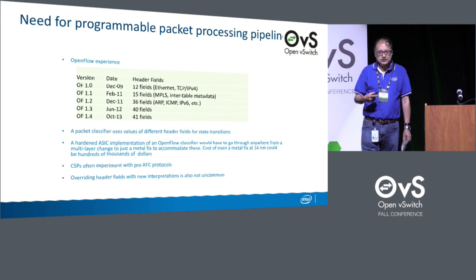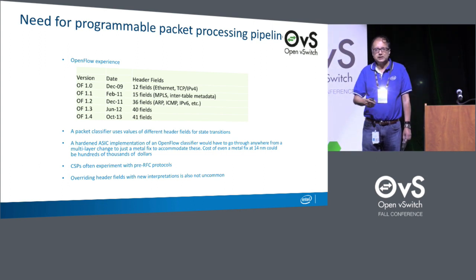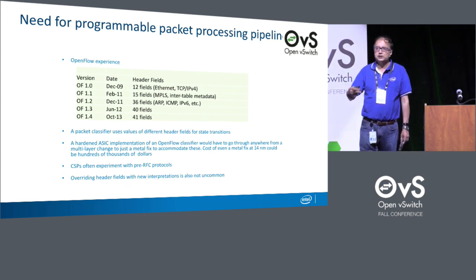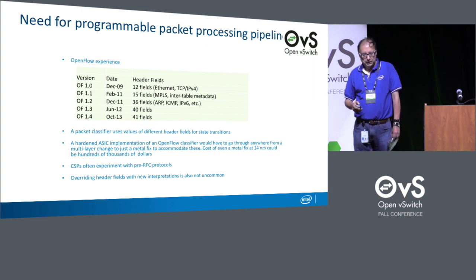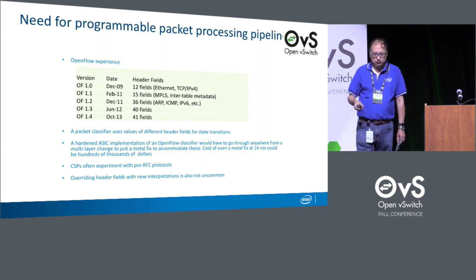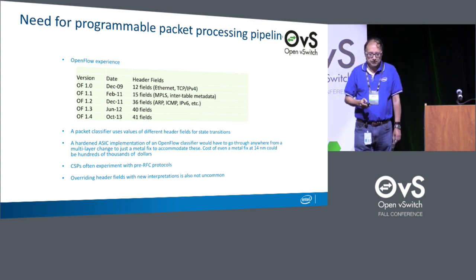Along with parsing, we also usually do a packet classification, which essentially means that we extract bits and pieces from the different headers to construct a large key. That large key is used to look up the packet in a flow cache or in similar kind of storage. Now, as you see, the packet classifier uses values of different header fields for state transition. Some of these are given here as an example.